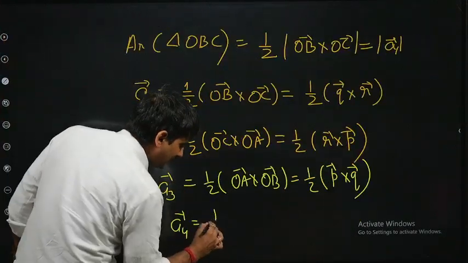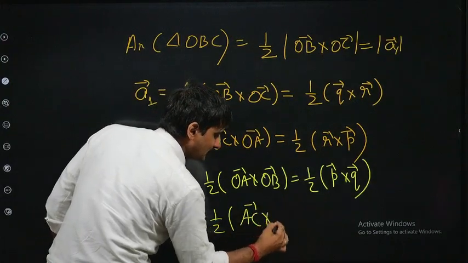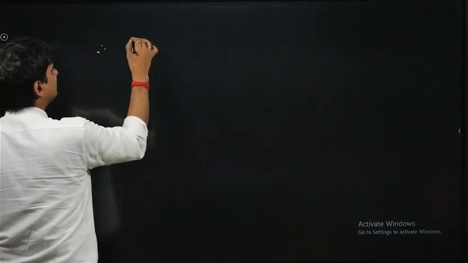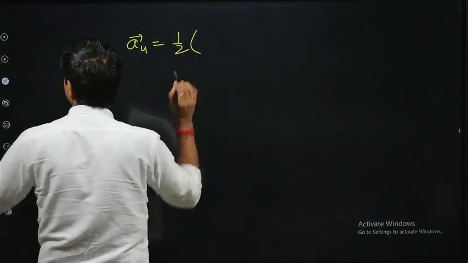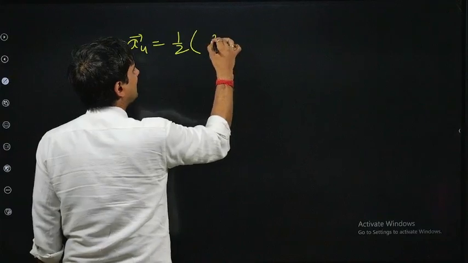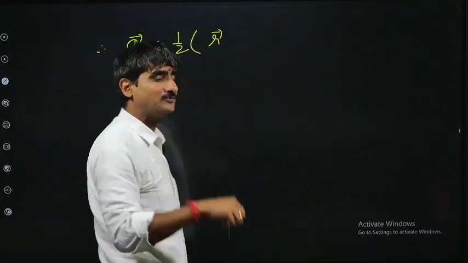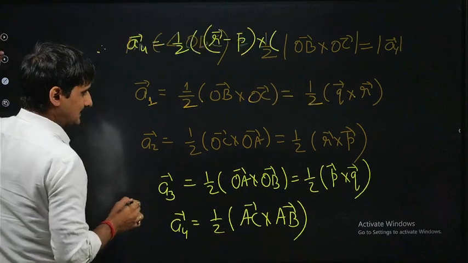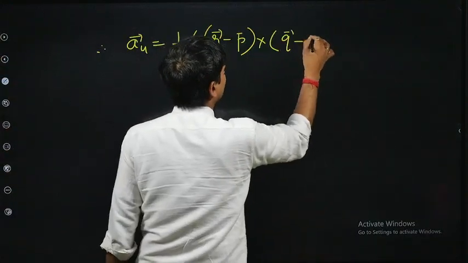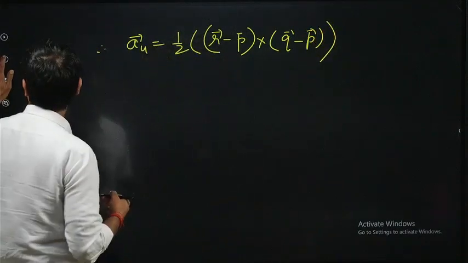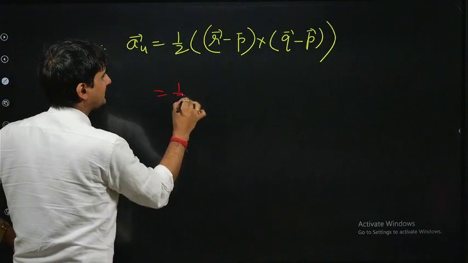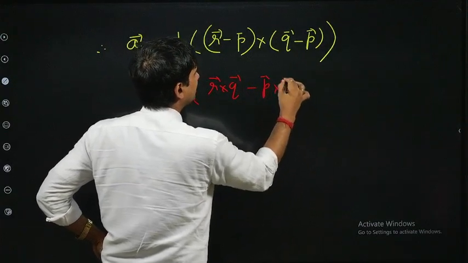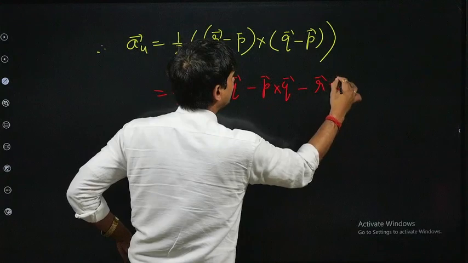So let's do it. I will write it as half times AC cross AB. Therefore, that's what holds the key, I believe. Half times AC. AC is vector R, the position vector of vertex C minus the position vector of A, so R minus P, cross AB, and AB is Q minus P vector. So now let's do it. What will we get? Half times R cross Q minus R cross P minus P cross Q, and minus P cross P, which we all know is 0.